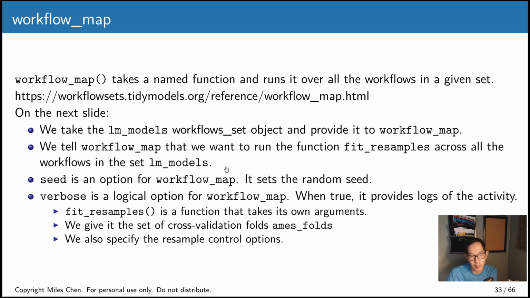There are a few options. Seed is an option for workflow map, and verbose is another option for workflow map, which provides logs of all of the activity. Remember, fit resamples is kind of like taking a workflow and fitting it to our training data, except we're not fitting it to our training data. We're going to fit it to the vfold cross-validation folds. That's the resamples. So we're going to say fit resamples to our folded cross-validation. We give it the set of cross-validation folds, aims folds, and we'll specify the resample control options, and that all goes in there.